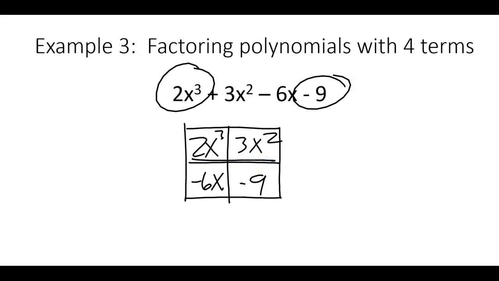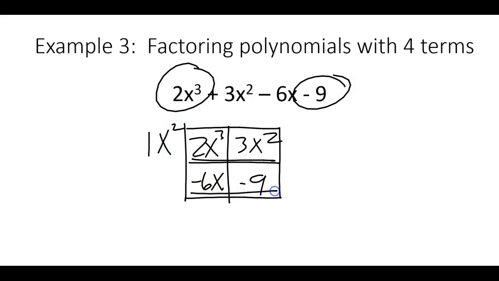Look here at these 2 numbers. What do they have in common? What can you take out of both of those terms? What does 2x to the third and 3x squared have in common? Well, the biggest coefficient you could take out is a 1. That's the only thing that goes into 2 and 3 in common. But they both have at least 2 x's they can give up. So you can factor out an x squared.